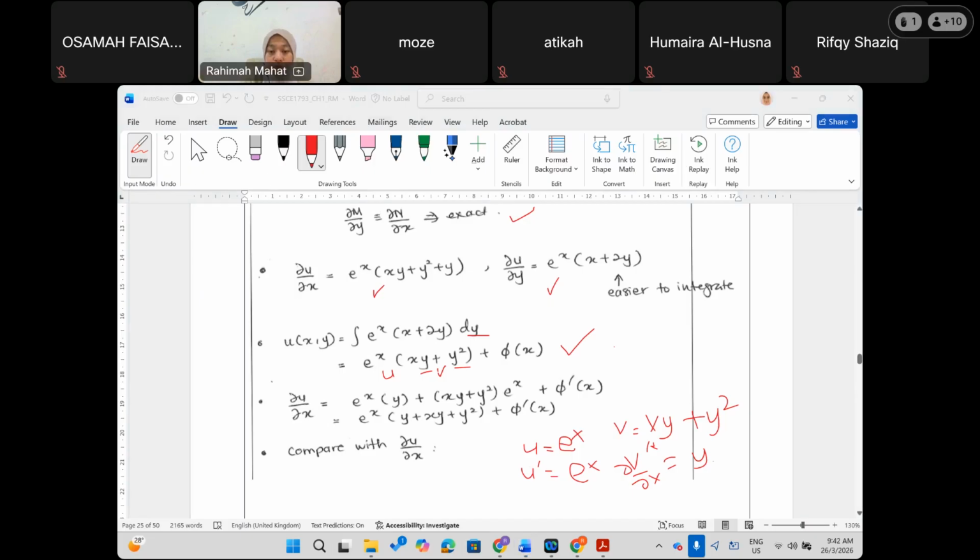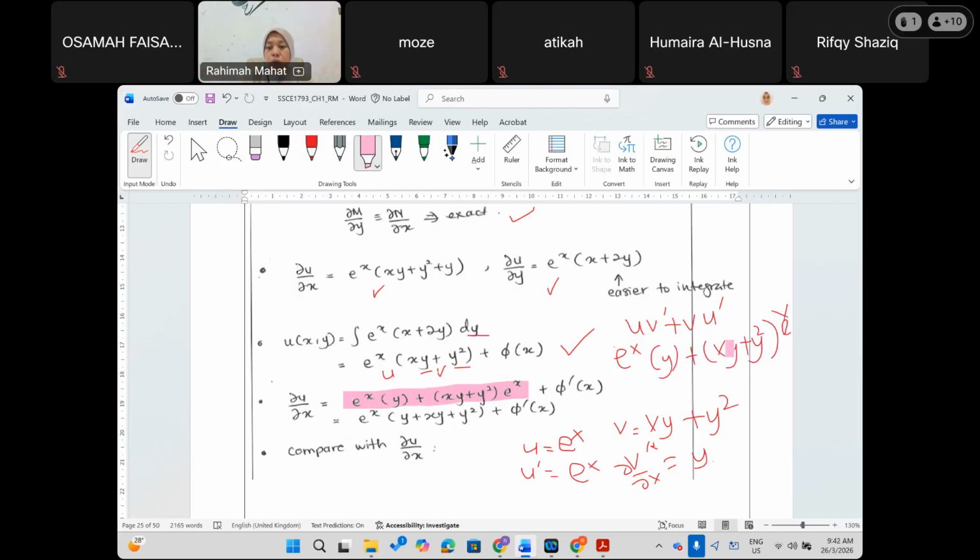So you can use it in the formula u v prime plus v u prime. So you get your u is exponent x. Your v prime is delta v over delta y, so that's why you get y here. Plus your v. V is xy plus y squared. And your u prime is exponent x. So that's why you can get this one.